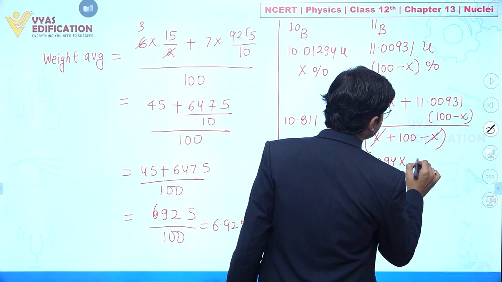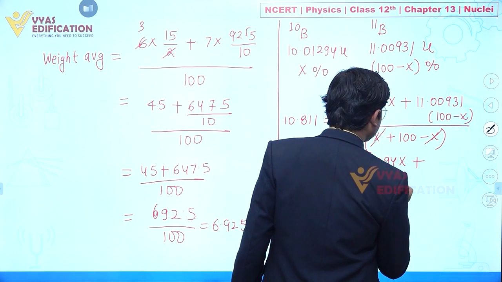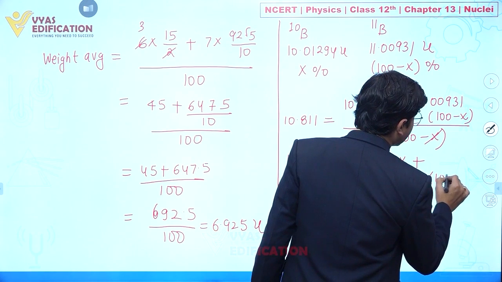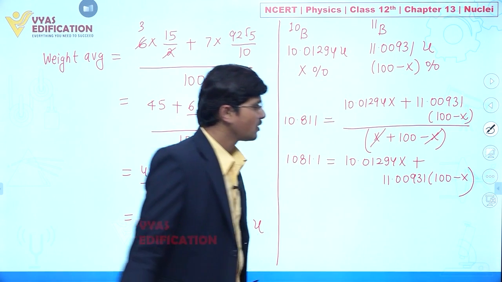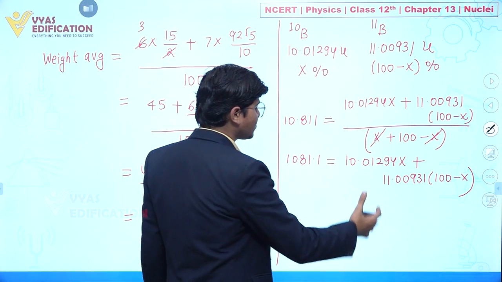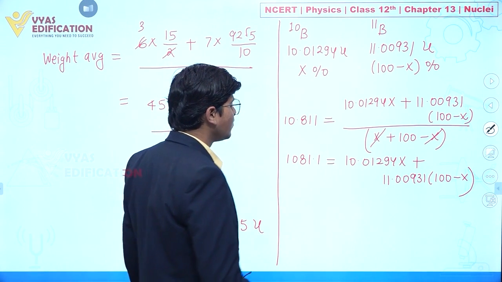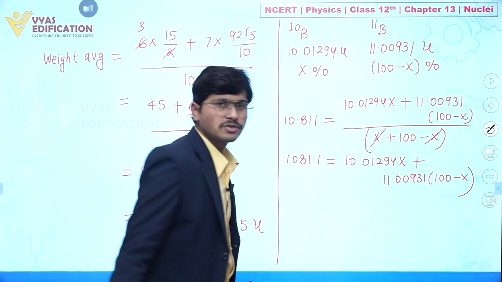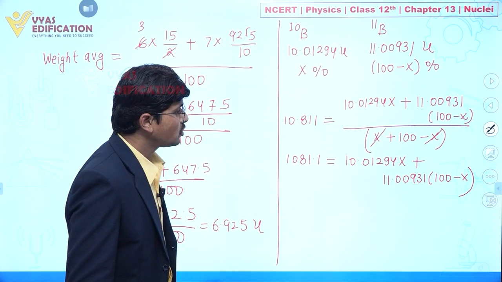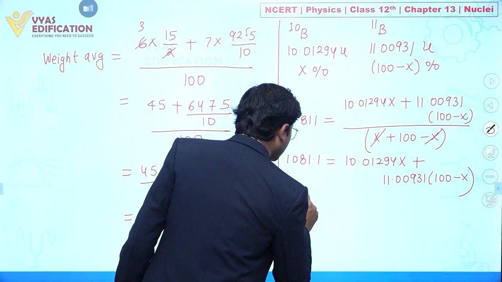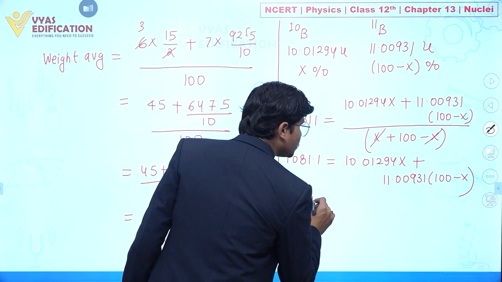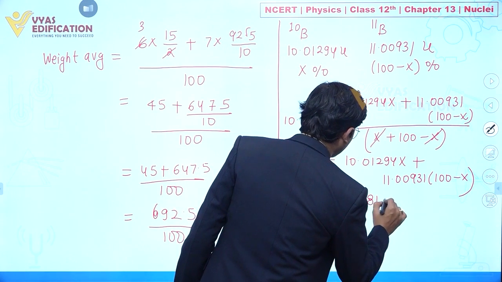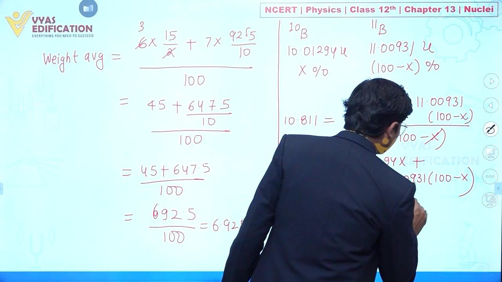10.01294 multiplied with x plus 11.00931 times 100 minus x. Clear everyone? So now definitely we can solve it. If you multiply 100 with 11, it will be near about 1100.931. Clear? So we can write like this, 1100.931 minus 1081.1.